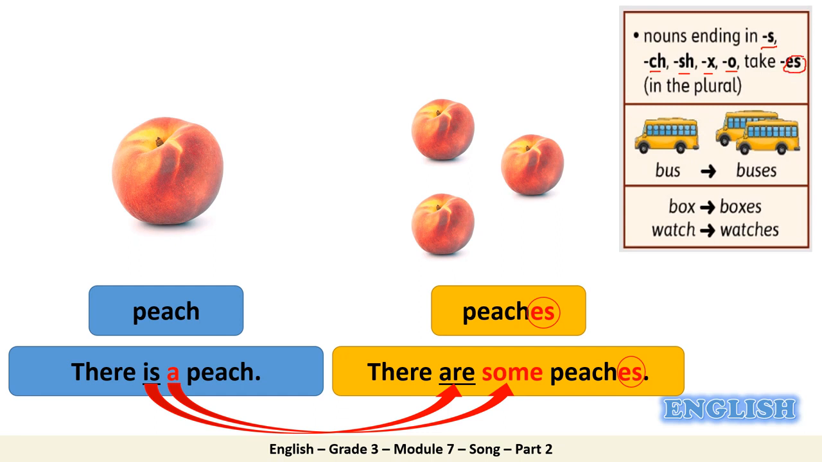Let's read the examples. Bus, buses. Box, boxes. Watch, watches. We have to add ES. Excellent. That's spelling rule number 2. We have one more. Are you ready?